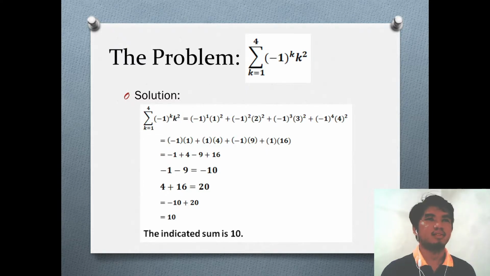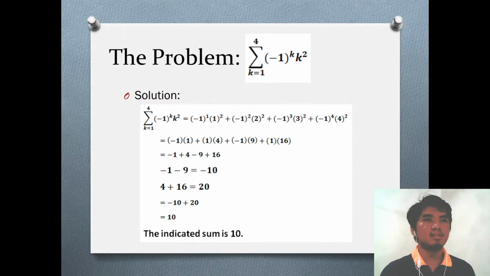So negative 1 to the first power equals -1. So 1 to the power of 2 is 1, plus -1 to the power of 2 is 1, 2 to the power of 2 is 4, plus -1 to the power of 3 is -1, 3 to the power of 2 is 9, plus -1 to the power of 4 is 1 and 4 to the power of 2 is 16.